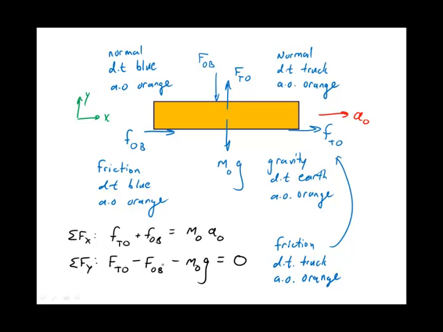Now notice if I solve this for F truck orange, that's the normal force due to the truck, it's equal to the weight of the orange beam plus, because those will both be positive when I move them to the right hand side, plus the normal force due to the blue beam. And so if there's a scale underneath the orange beam, that scale is going to read not just the weight of the orange beam, but also the weight of the blue beam.